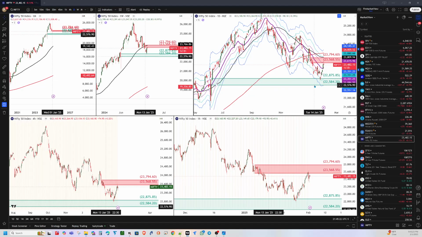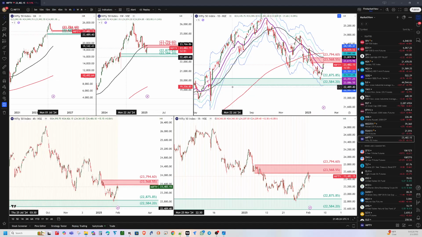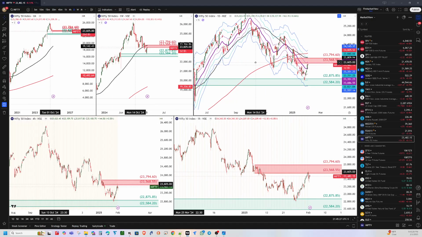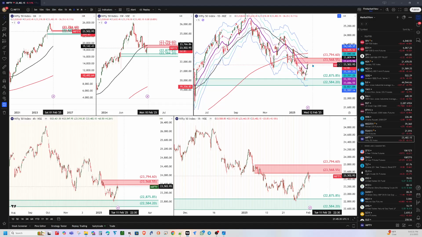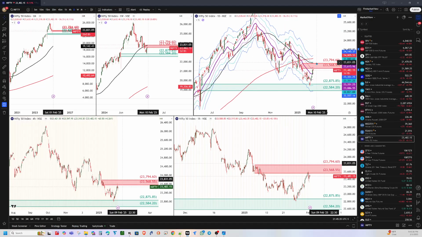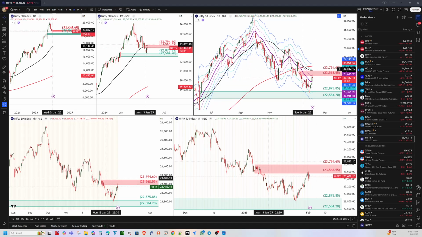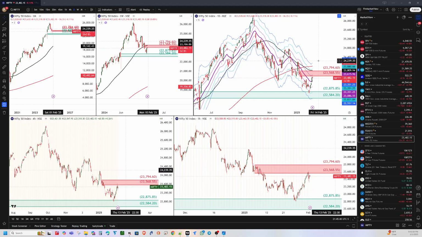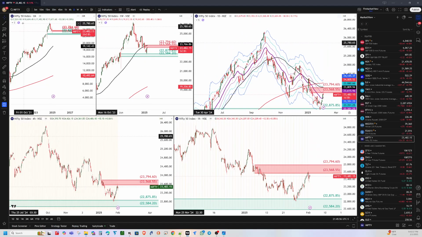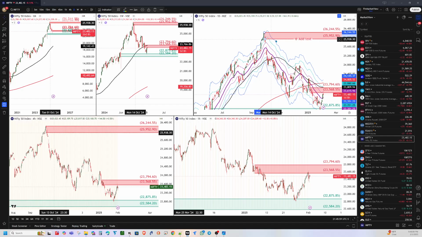So the support area is 22,875 on Nifty, and then this supply has to be taken out in the next couple of days or sometime next week. If we have a strong close at the 24,000 area, then this is an official uptrend, and then we look back at a reversal area in the 23,000 area, and as the new uptrend starts, it is going to go back to the highs, which is the 26,000 resistance.